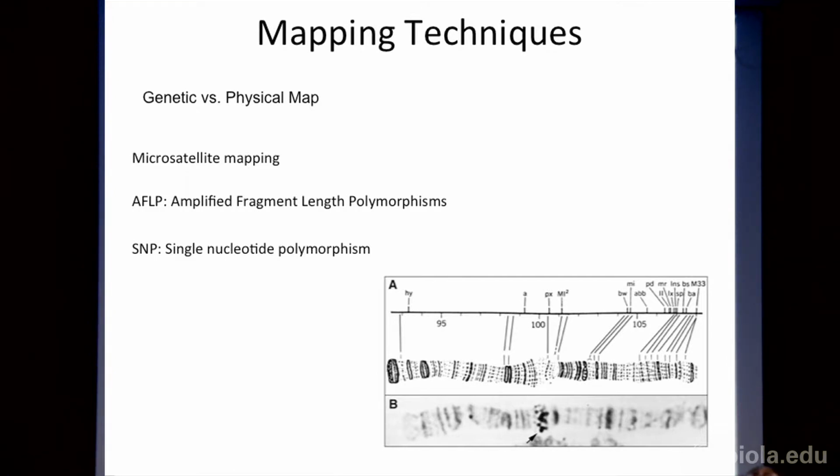AFLP is looking for when I cut the genome, what size pieces do I get? And I'll talk through these as I go. We'll talk about each one of these individually. The third one is single nucleotide polymorphism mapping. That's where I'm looking at differences of just a single base pair that differs between individuals. Okay? And I'm going to talk about these in this order.